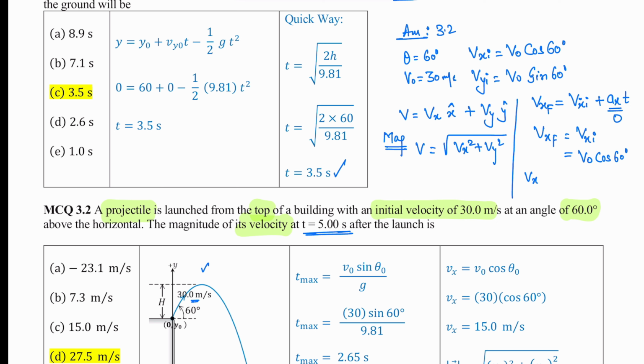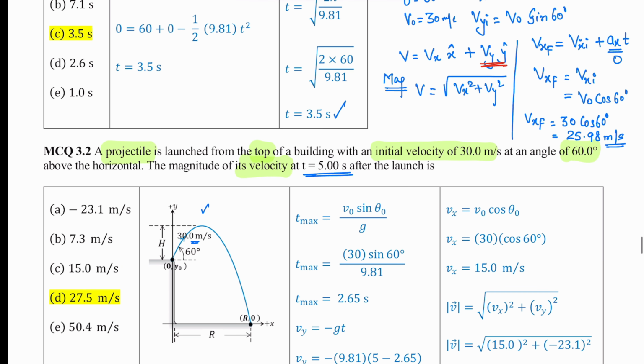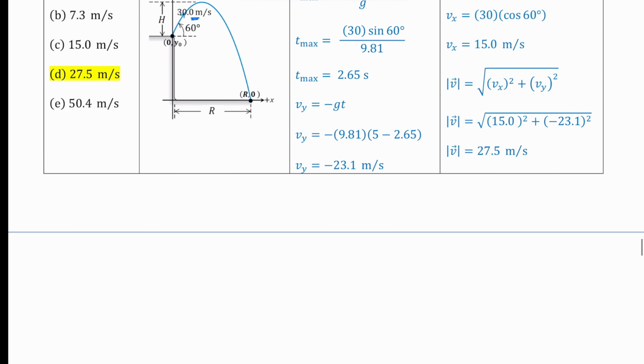So you get Vxf, which is V naught, 30 cosine 60. Cosine 60. Yes or no? Okay. So you solve this, you will get the answer 25.98 meter per second. Till here clear? Okay. Now what are we looking for? We are looking for the second part, that is the Vy. Okay, solve the Vy and then we will solve the V.